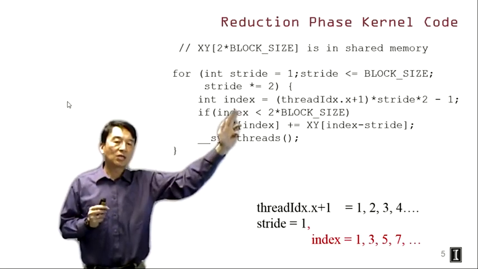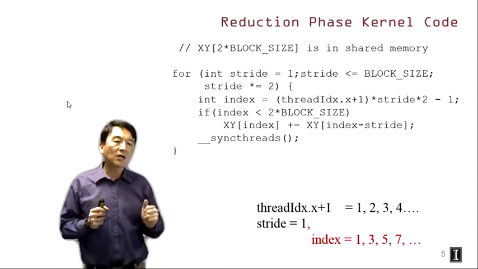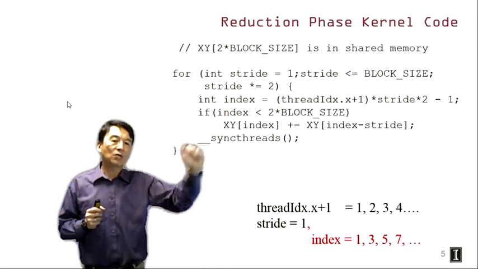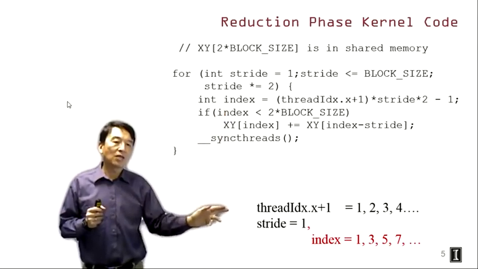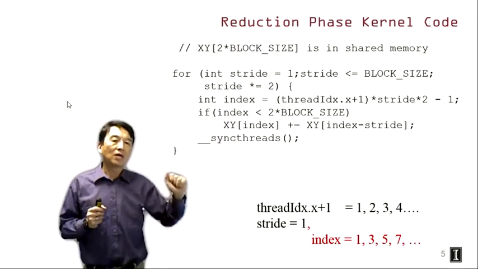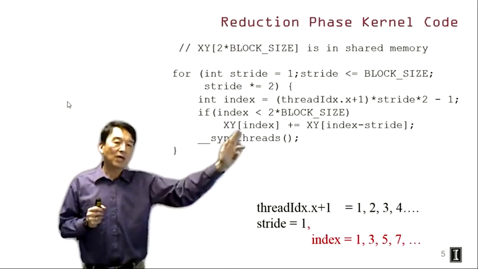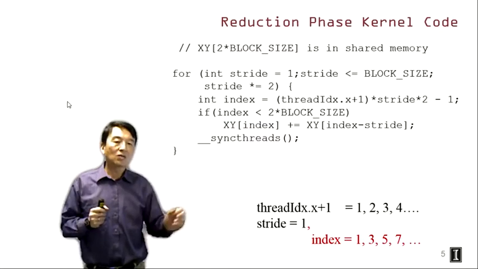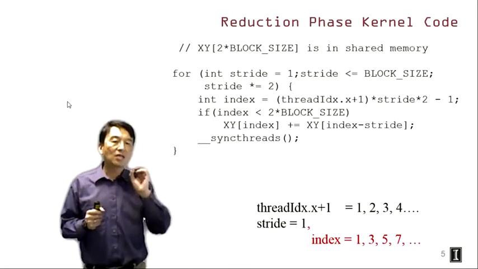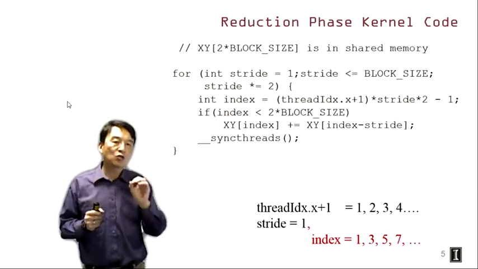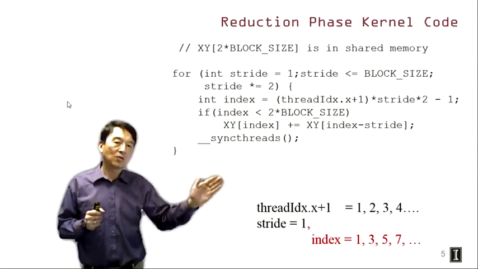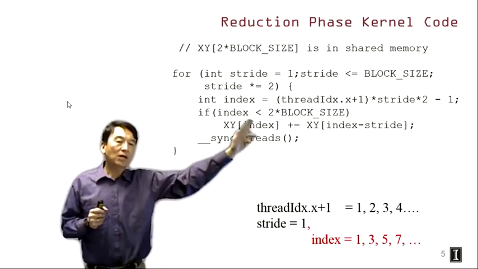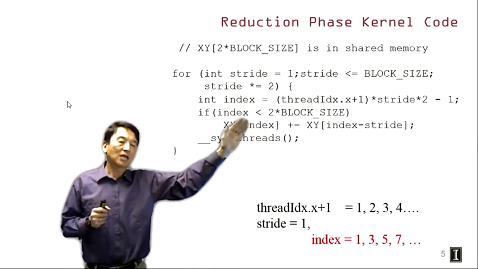So here is the formula. It looks complicated, but it's actually quite simple once you dissect it. First we add 1 to the thread index. The thread index goes from 0 through block size minus 1, but after we add 1, we have 1 through block size. So this just gives us all the non-zero consecutive integer values from 1 to block size. And then we multiply this value by stride and then multiply by 2.